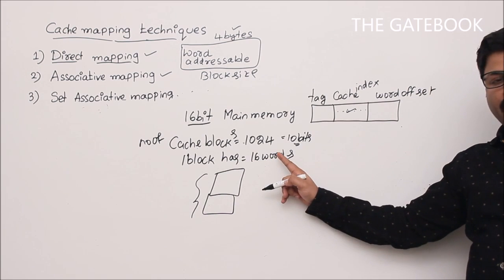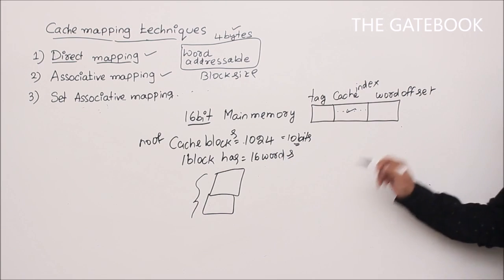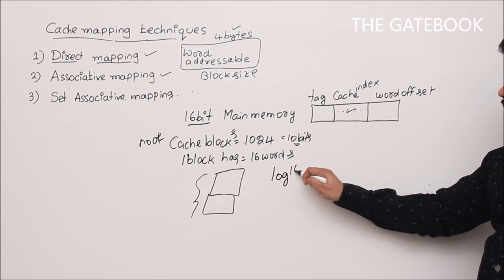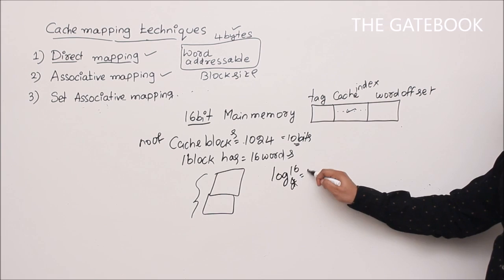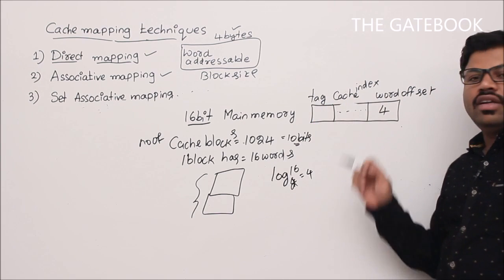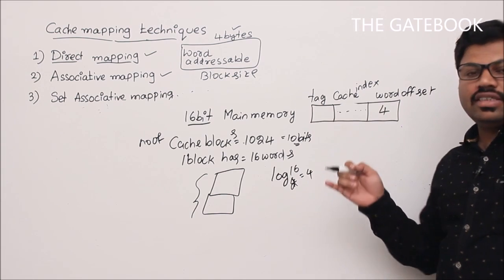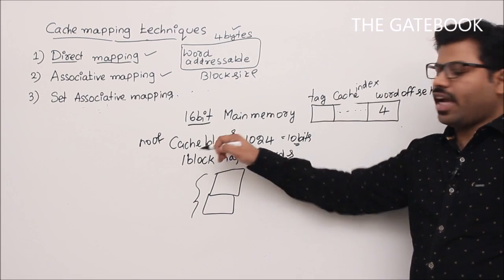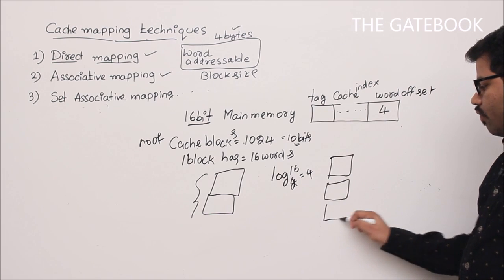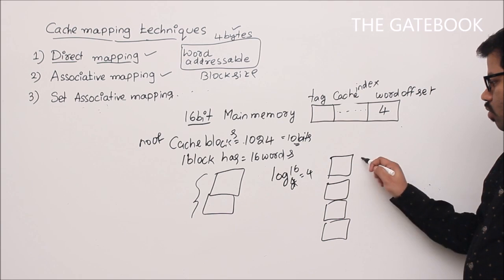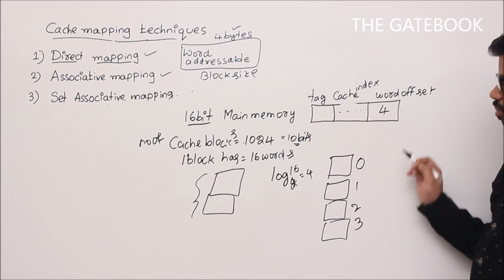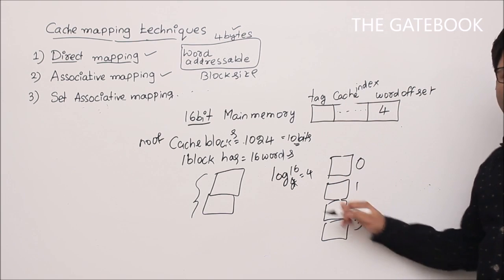How many words are there in a block? 16, right? To differentiate 16 binary patterns, how many bits do you require? Log 16 base 2, which is 4. That's why we use 4 bits here. The next bits decide the cache index, which is decided by the number of cache blocks. Did you remember in the previous example we had 4 blocks? To differentiate block 0, block 1, block 2, block 3, we used 2 bits. Using the 2 bits we mapped our main memory blocks to one of them.